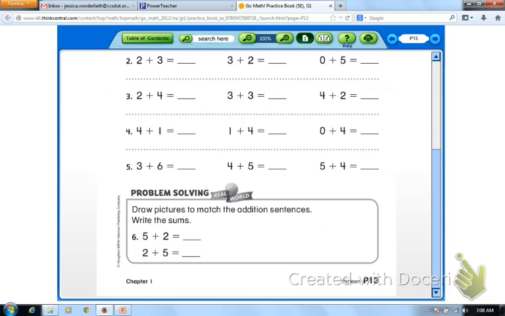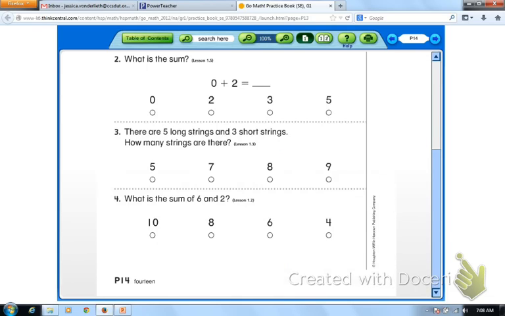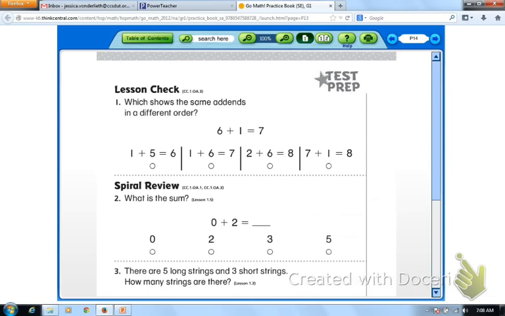On the last problem at the bottom, they are having to draw a picture to match the addition sentences. They can use either circles or squares on that. And on the back side, the first problem, they just must identify which problem has the same add-ins, just in a different order, and continue to use those words, add-ins. That's what we use in class.